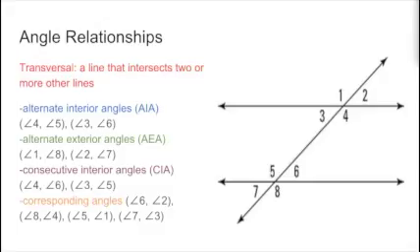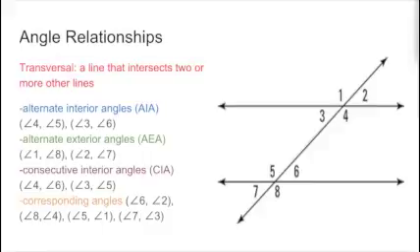Now before we dive into angle relationships, we need to discuss how these angles are made. These 8 angles are created because of the transversal. A transversal is a line that intersects 2 or more other lines. In doing so, it creates these angle relationships. These angle relationships include alternate interior angles or AIA, alternate exterior angles or AEA, consecutive interior angles or CIA, and corresponding angles. In this here image, we can extract a lot of data about these angles.